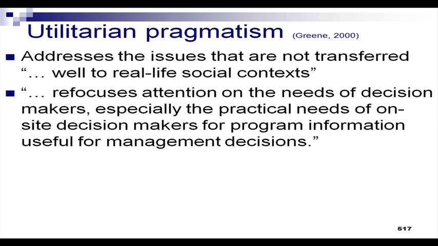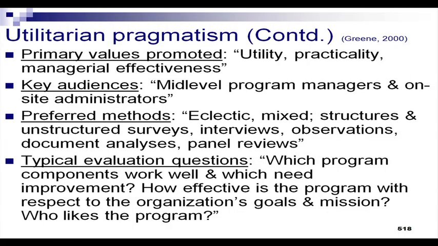It refocuses the attention on the needs of the decision makers, especially the practical needs of on-site decision makers, for program information useful for management decisions. When we talk about utilitarian pragmatism, we are talking about the practical application of things, which may not be a plus-minus game. Sometimes the practical application of things inherently builds waste into it. So the cost-benefit relationship may not be very sound, but it is implemented and the effects are much more visible later. Okay. Primary values that are promoted are utility, practicality and managerial effectiveness.